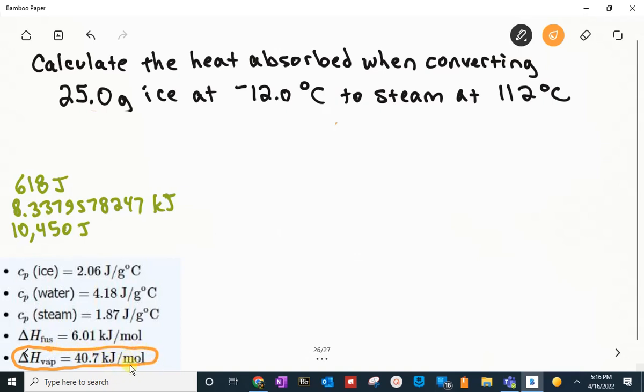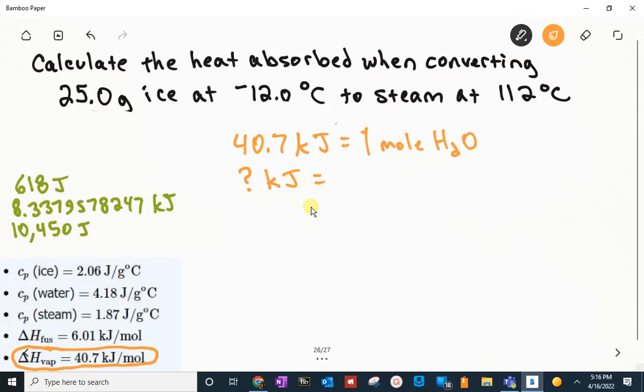And that's 40.7 kilojoules per mole. So if we have 40.7 kilojoules for 1 mole of H2O, then how many kilojoules are we going to have with the moles of the water that we have?